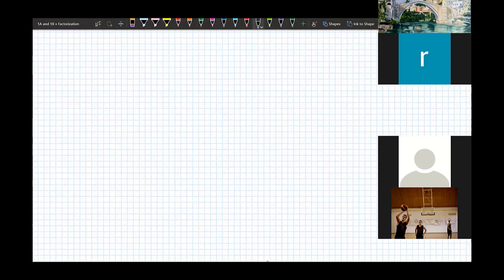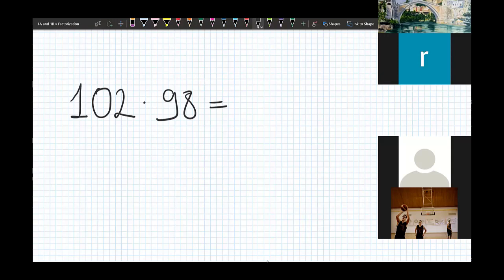Calculate this expression without using calculators. 102 times 98. We will calculate this without using calculator. And hint, use difference of two squares identity.